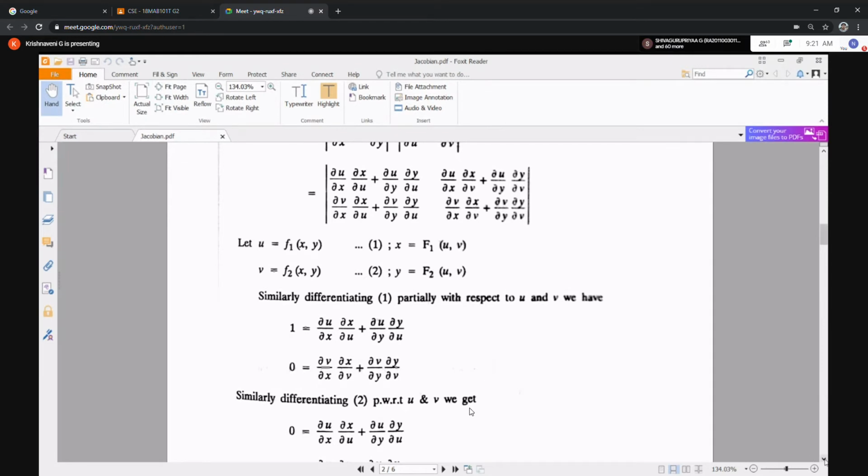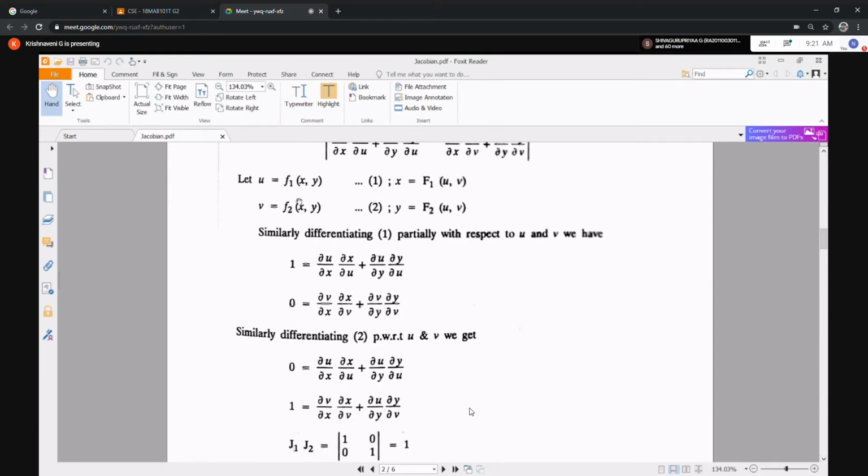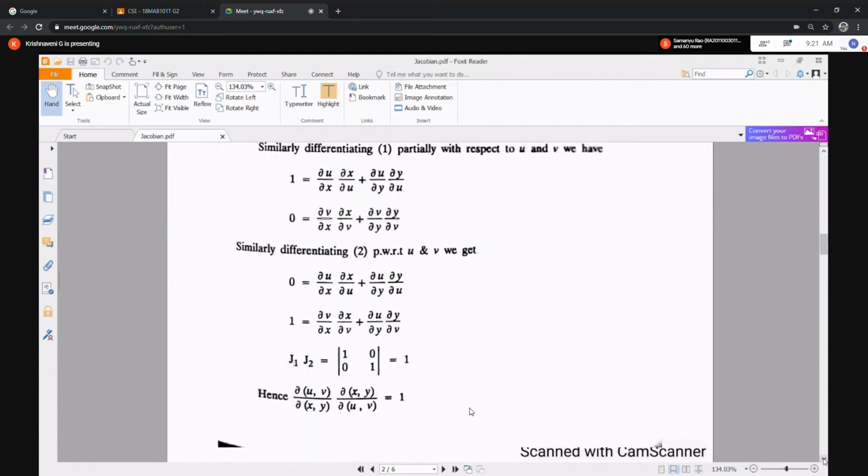Similarly, take equation 2, again differentiate with respect to u and v. First differentiation with respect to u, but here v is there, so that is 0. Similarly, differentiate with respect to v. On the left hand side we are getting 1. Right hand side also the same thing.